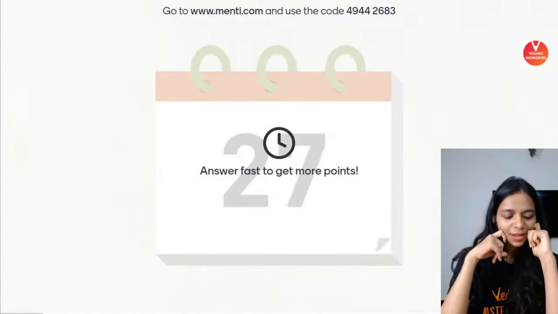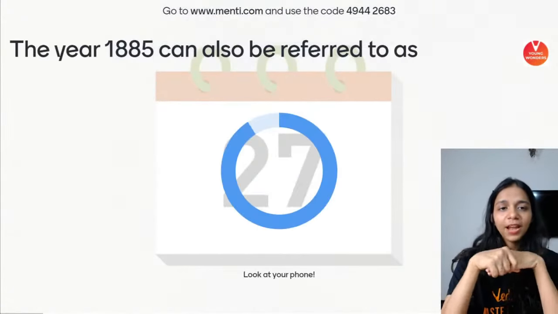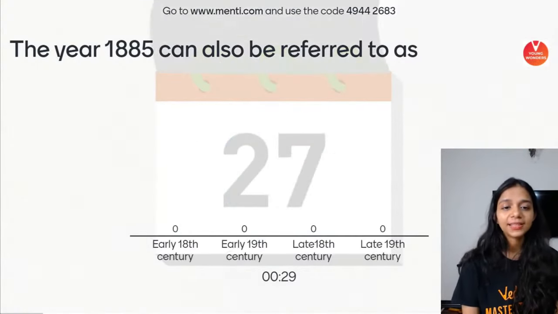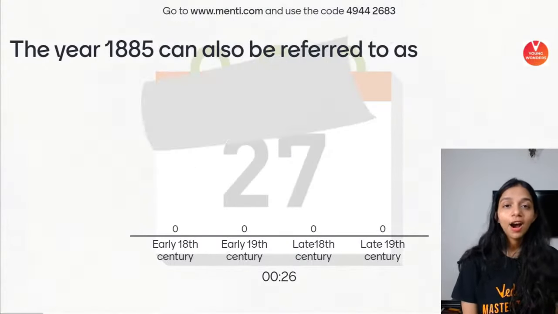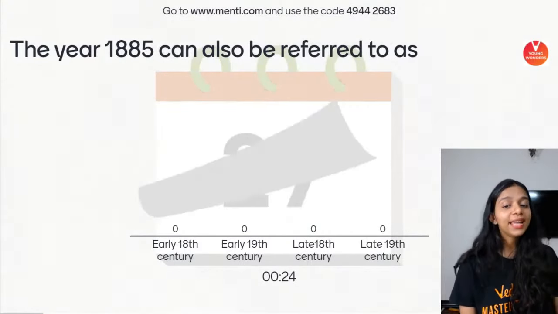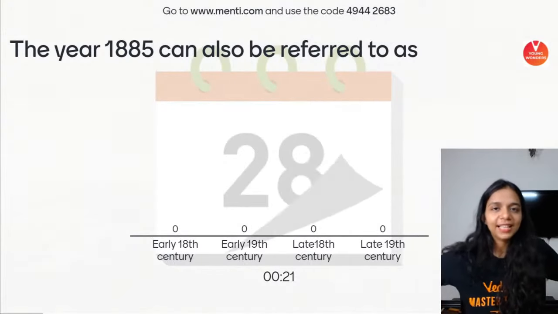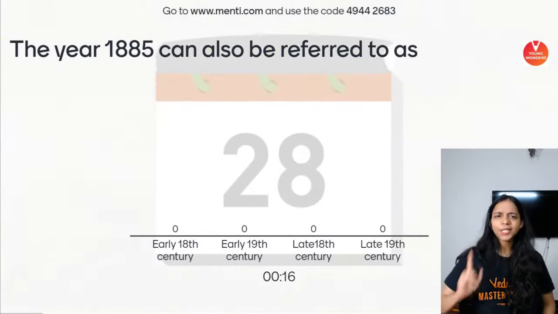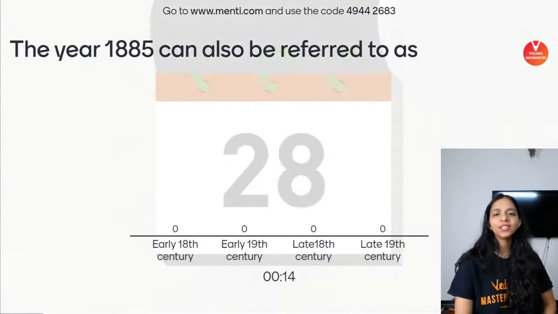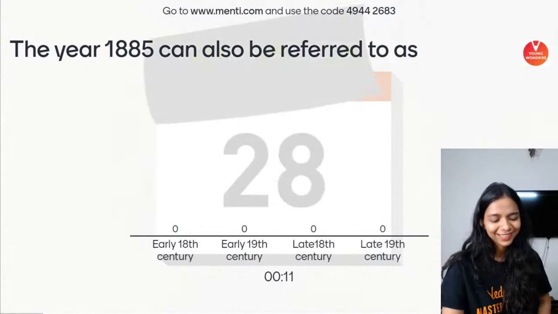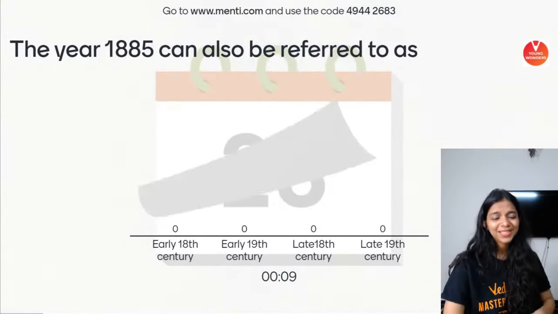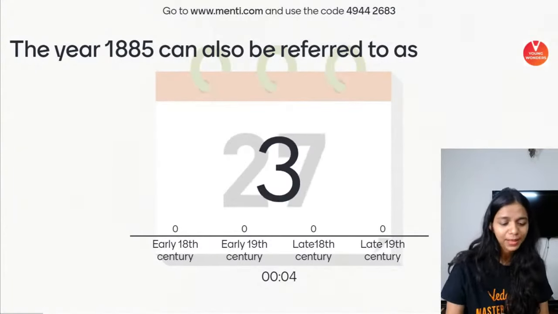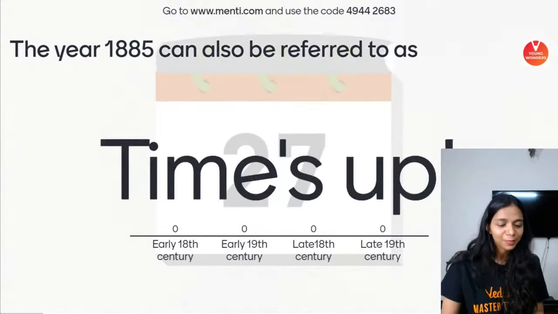Let us begin. Question number 1 in front of you: the year 1885 can also be referred to as early 18th century, early 19th century, late 18th century, or late 19th century. This will tell me if you guys know your centuries. I've already explained it and you were like, ma'am, we know. So let's show me you know. Jyotsna, you have to take another phone to do it. It's okay, you can tell me the answer right here in the chat box.